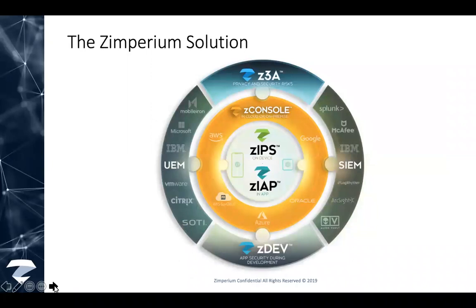Our console, one of the huge advantages of doing everything on device is our console doesn't have to be locked into one cloud because we're not doing our detection in the cloud. So we're completely cloud agnostic.